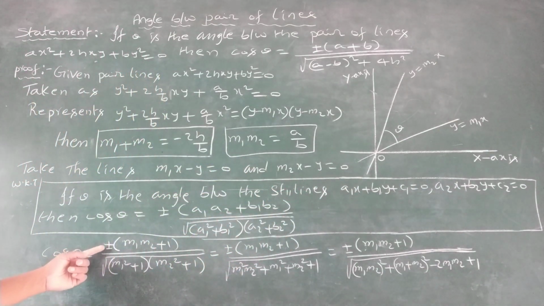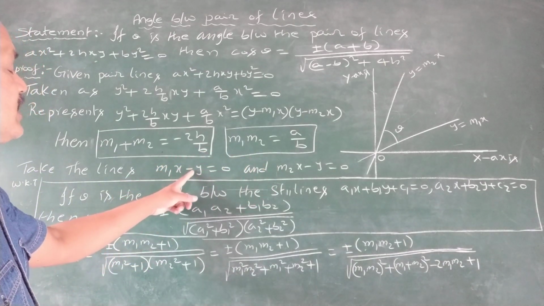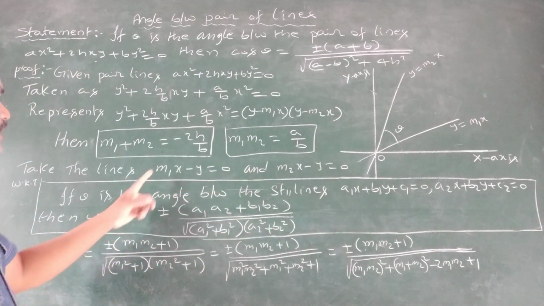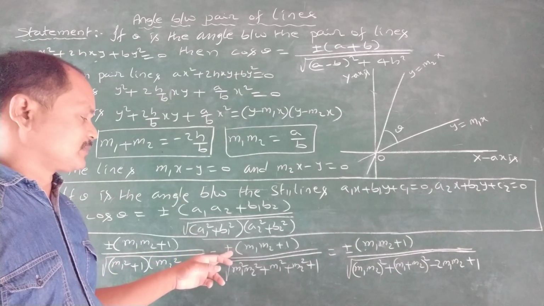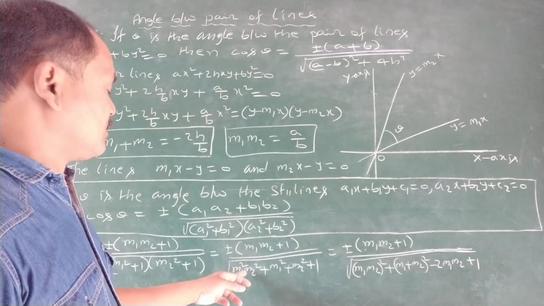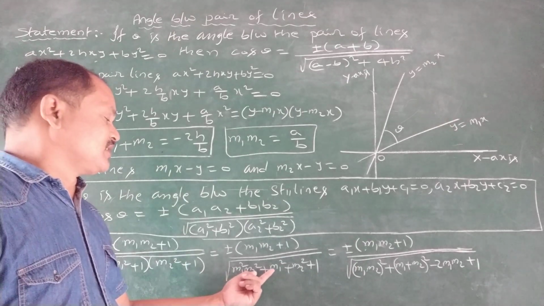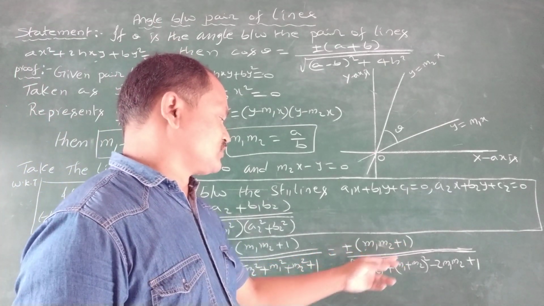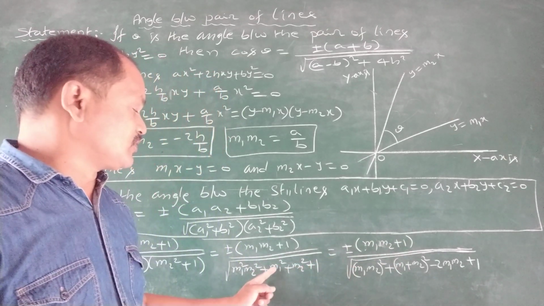Now cos theta is equal to plus or minus a1 a2, that is m1 m2, plus b1 b2, that is minus 1 into minus 1, that is plus 1, by root of (a1 square plus b1 square) into (a2 square plus b2 square). So the numerator is plus or minus (m1 m2 plus 1) by root of, multiplying these two, m1 square m2 square plus m1 square plus m2 square plus 1. Now plus or minus (m1 m2 plus 1) by root of (m1 m2) whole square plus m1 square plus m2 square.